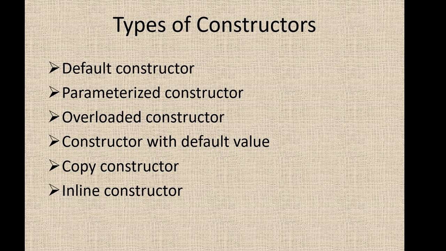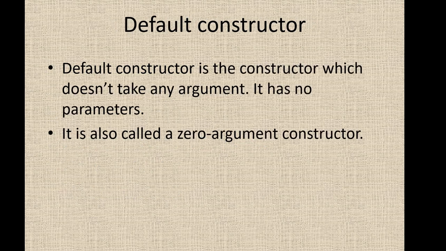Now we'll discuss the number of types of constructors we have. Types of constructors: default constructor, parameterized constructor, overloaded constructor, constructor with default value, copy constructor, and inline constructor. So these are the different types of constructors we could find in the C++ programming language. Now in this video we'll be discussing the first two types of constructor, that is default constructor and parameterized constructor. In the first instance we'll talk about default constructor.